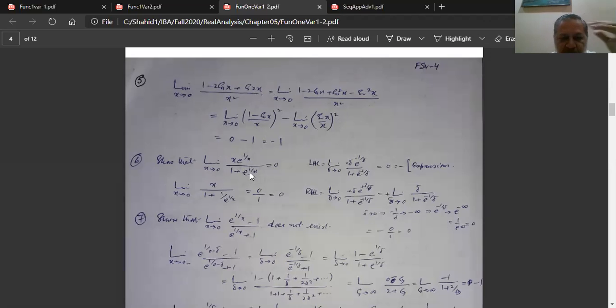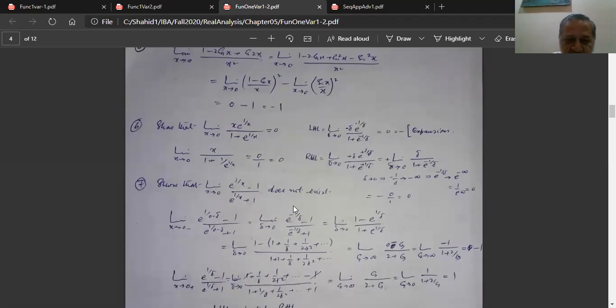Look at this. X approaches 0. Presence of this x is interesting. When x approaches 0, this part, e power infinity, 1 upon infinity is 0. So the denominator goes to 1, whereas the numerator goes to 0, and the limit is 0. Left hand side, right hand side approaches are similarly dealt with, and we get the same results.